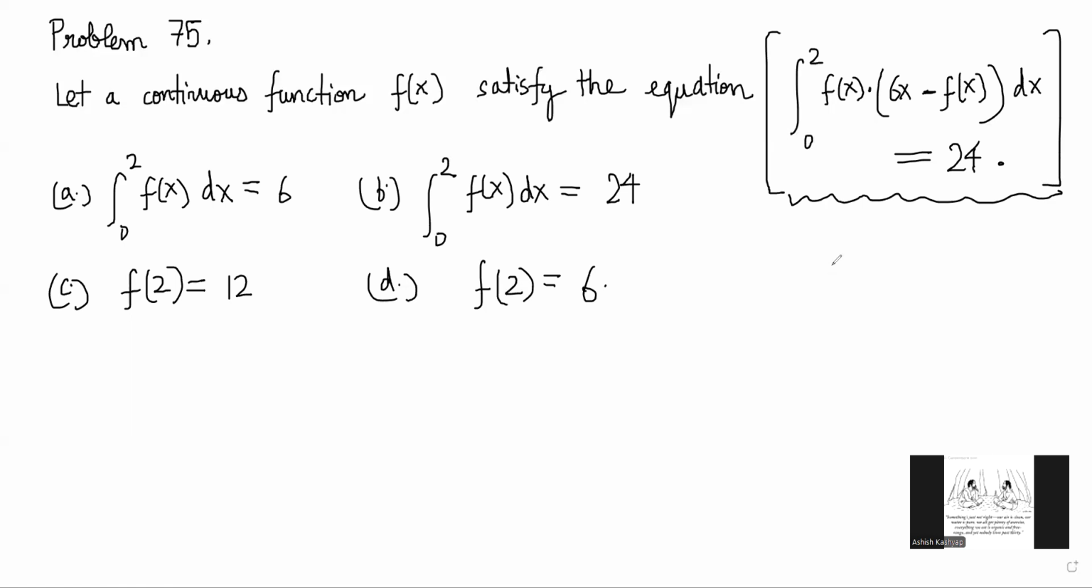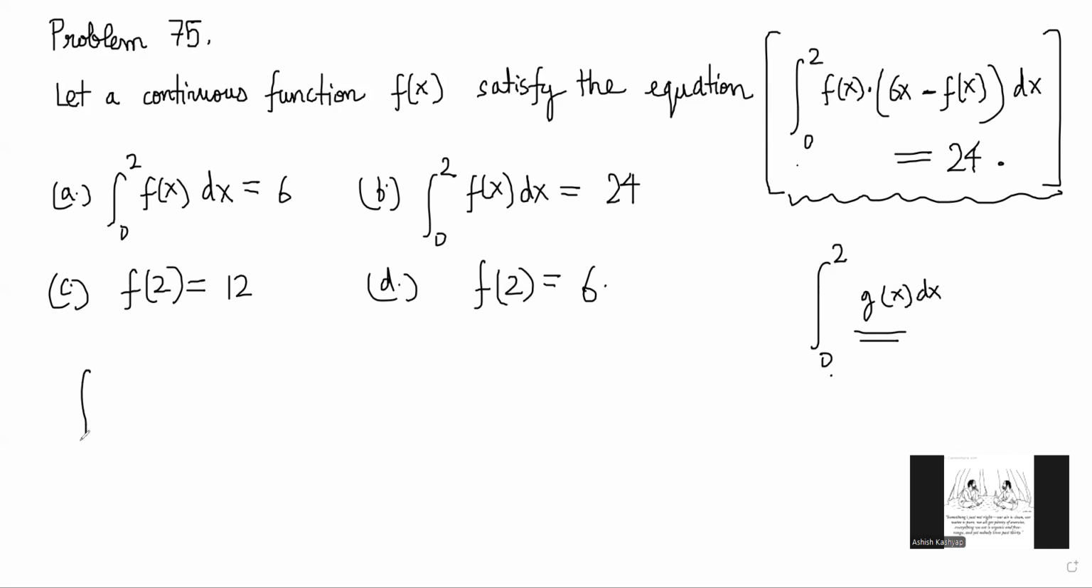So technically, when you do an integral from 0 to 2 or 0 to any constant of some function g of x dx, what you are getting is the area under the curve, right? So the area under the g of x curve from 0 to 2 should be the answer for this integral. So technically what we have here is that the area under the curve f of x into (6x minus f of x) is 24 when measured from 0 to 2, right? So how can we use that fact somehow?